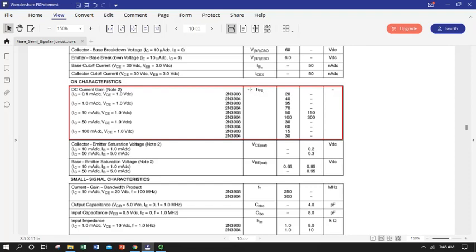And remember, on a spec sheet, beta is usually given with a term h, small h with a subscript FE. So this is beta. The first thing we'll notice is beta is not constant. Again, we see it depends, right? So if you say, well, how much current gain can I get out of this transistor? The spec sheet's going to say, well, how much collector current did you want to have? And what collector-emitter voltage did you want to apply?